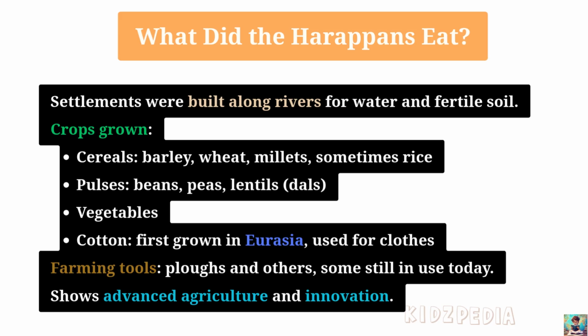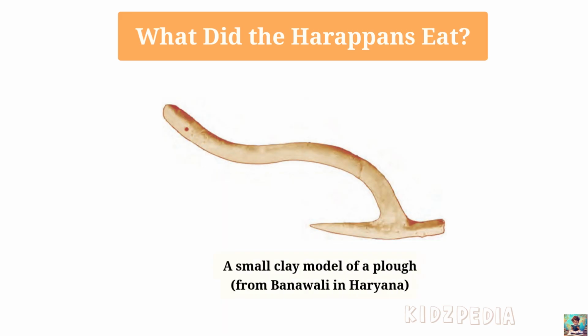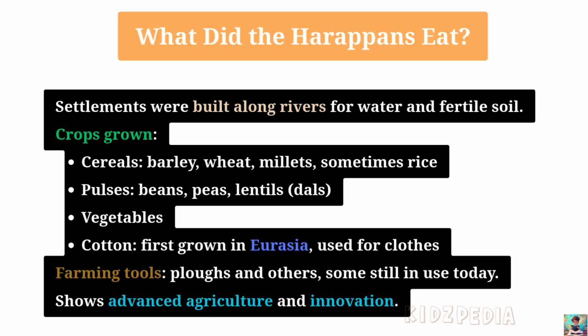Harappans grew cereals like barley, wheat, some millets and sometimes rice. Pulses like beans, peas, lentils, that is dals, and vegetables of different kinds. They were the first in Eurasia to grow cotton and weave it into clothes. They made plows and other tools for farming. Some of these tools are still used by farmers today. This shows that the Harappans were advanced in agriculture and innovative in using natural resources.